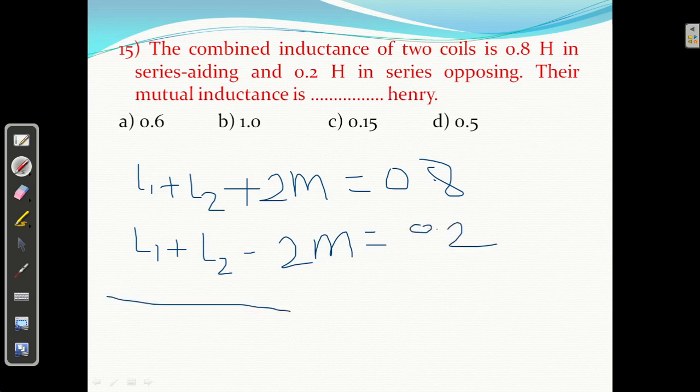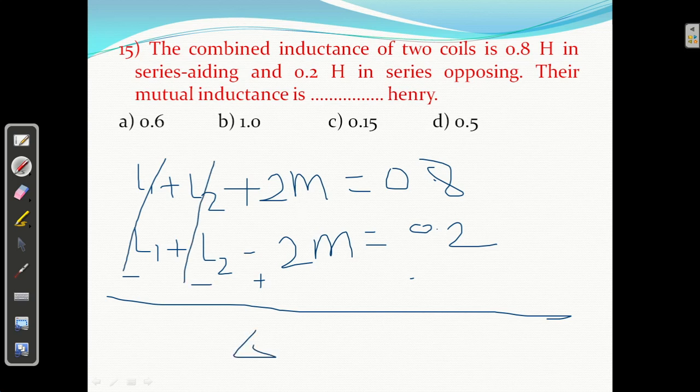I want to find M, so I will subtract. When you subtract, the sign will be changed. L1 will be cancelled, L2 will be cancelled, you will get 4M equal to, what will come after subtracting, 0.6. So what is the value of M? M equal to 0.6 upon 4, that is 0.15. So that is the answer, 0.15 Henry. Okay.